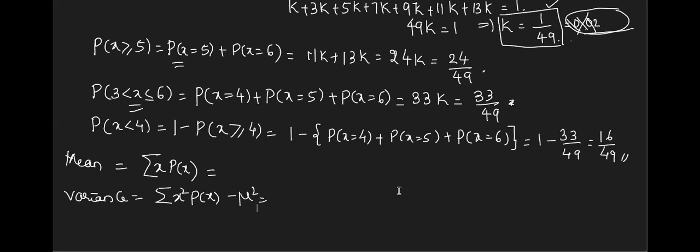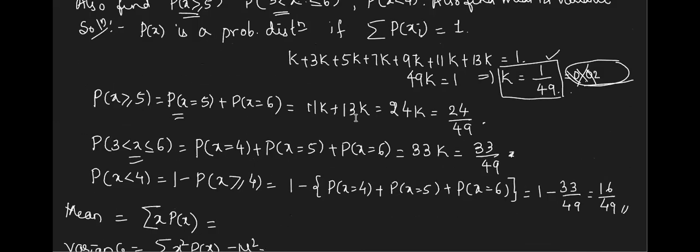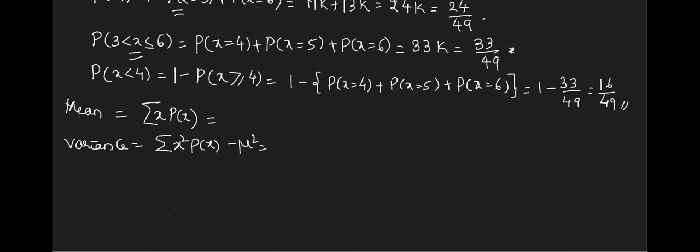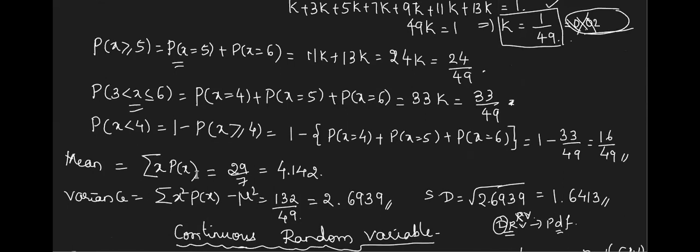All of you take some time, calculate it and tell me the answer. You know how to do it. Take the table form, multiply with each corresponding value of p of x, like 0 into k plus 1 into 3k, like that. That will give you the mean. First calculate mean. Okay, for the example, we get mean as 29 by 7, which is 4.142, variance as 2.6939.